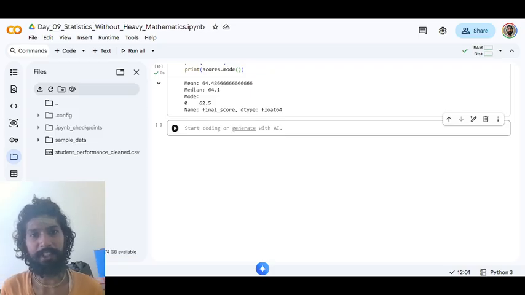Center tells us where the data is located, but center does not tell us how different values are from one another. For that, we need to understand spread. Consider these two lists.